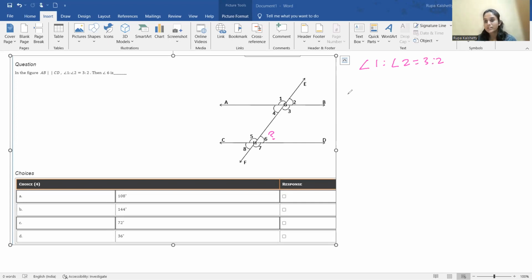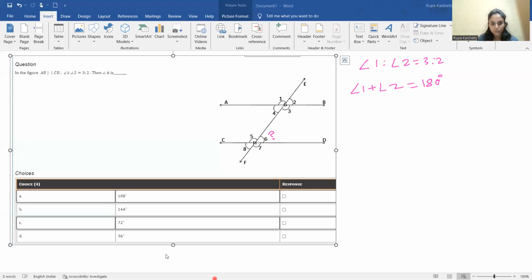When we say the angles are in ratio, we know that angle 1 plus angle 2 are 180. Why? Because they are supplementary angles, isn't it? Do you observe carefully here? Angle 1 and 2 are linear pair of angles or supplementary angles because they are forming a straight line here. If you add these two, that should be 180 degree.